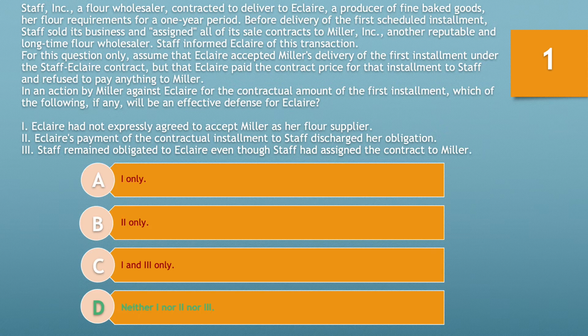While Staff does remain obligated to Eclair because Staff is an original party to the Staff-Eclair contract, the fact does not change Eclair's obligation to pay Miller for delivery of the first installment. As such, none of these will be effective defenses for Eclair.